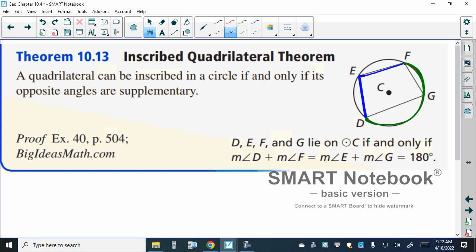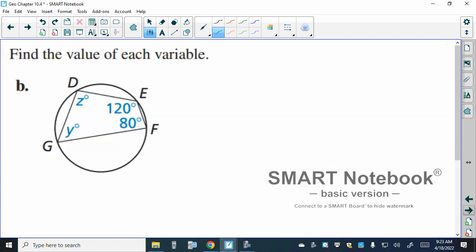Now, angle G is equal to half the measure of DEF, yes? But the green arc and the black arc add together to be what? The whole circle, doesn't it? Oh, 360. But we're saying that the inscribed angle is half the measure of its arc. Well, if we add these two inscribed angles together, their arcs add together to be the whole circle. Half of 360 is 180. And that's why this works.